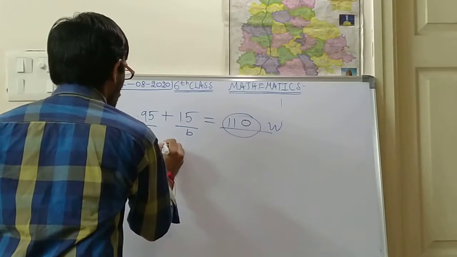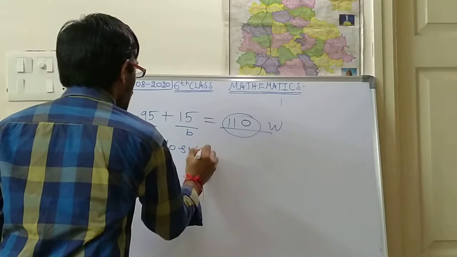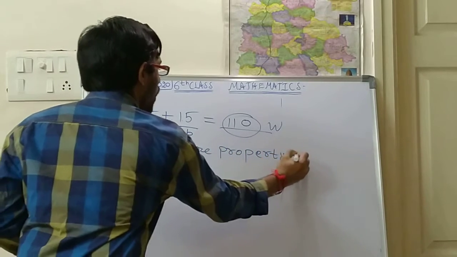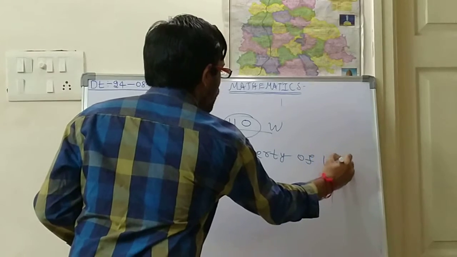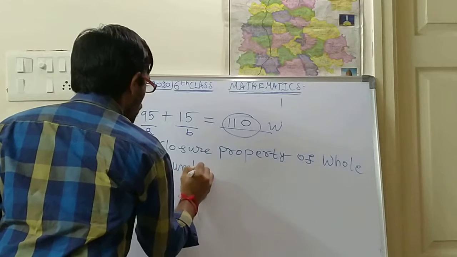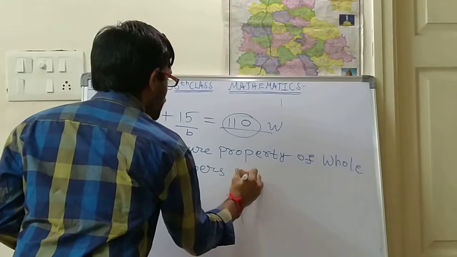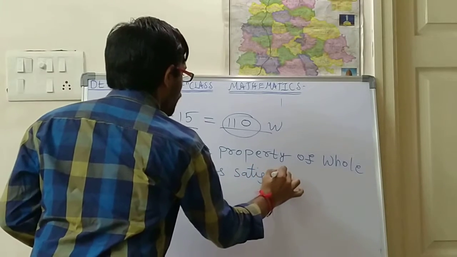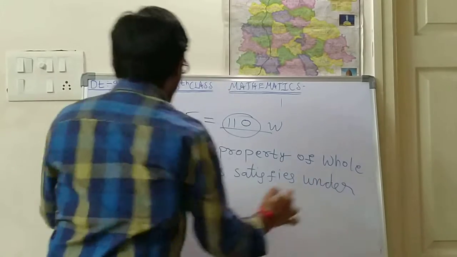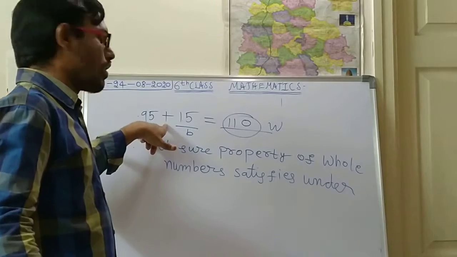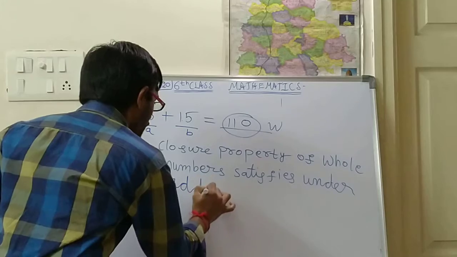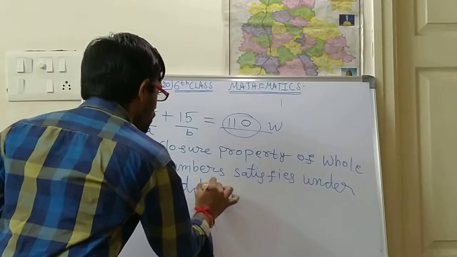Or else you have to write like this: closure property of whole numbers satisfies under, in which operation are we talking? We are talking about addition. So under addition you have to write. Like this you have to write.